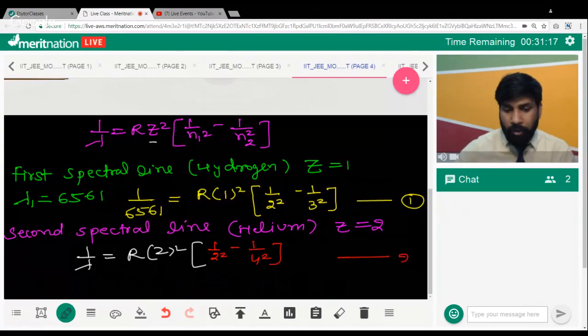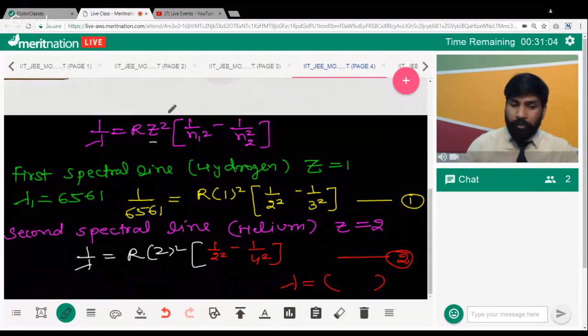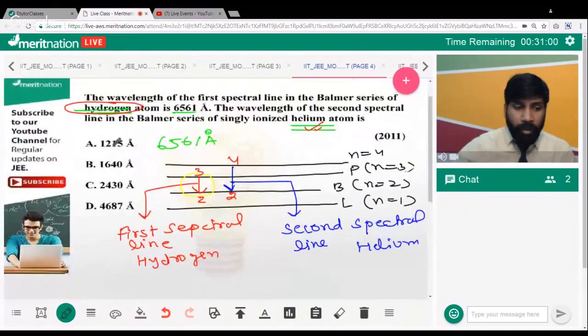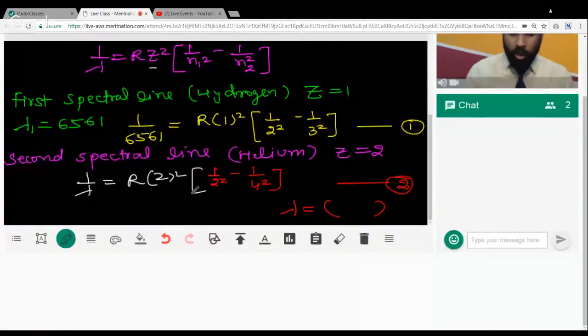So these are the two equations. Students, we can easily solve these two equations. We can divide equation first by equation 2, and after solving we'll get the value of lambda, and we'll get option A, 1215 angstrom. This will be the answer. This is all about this question.